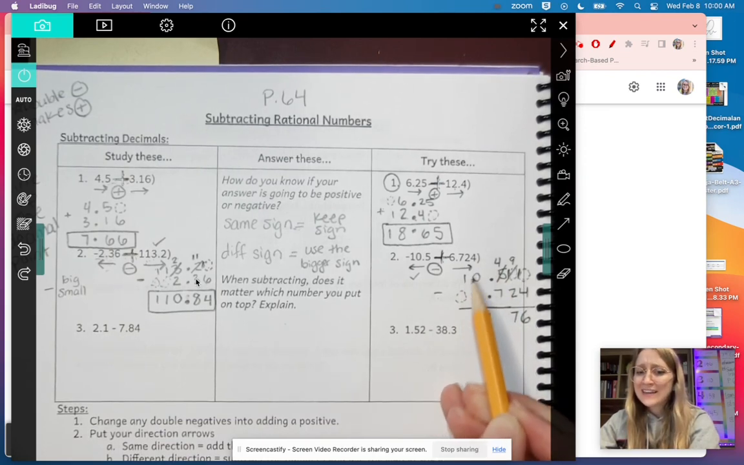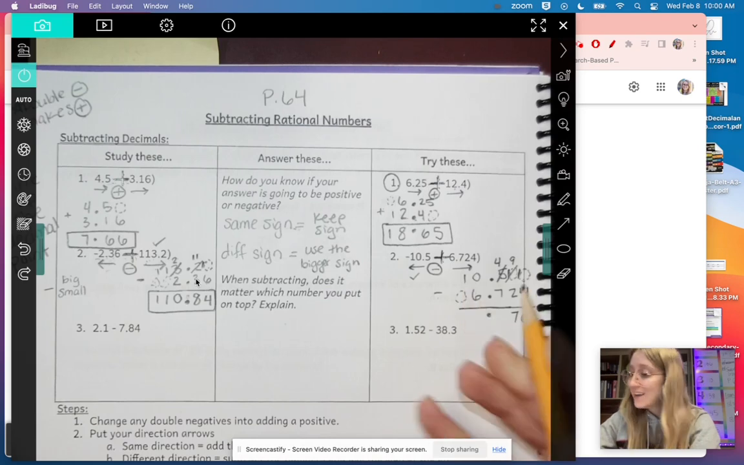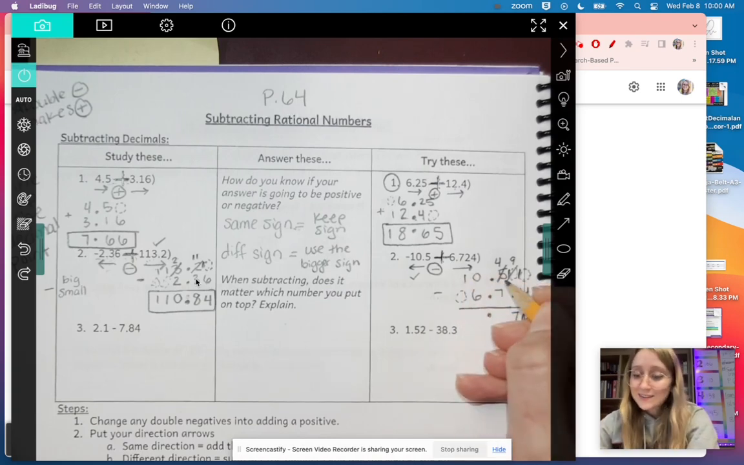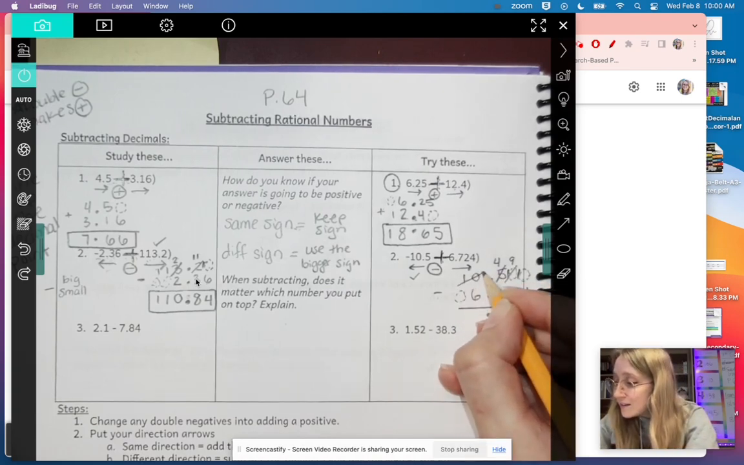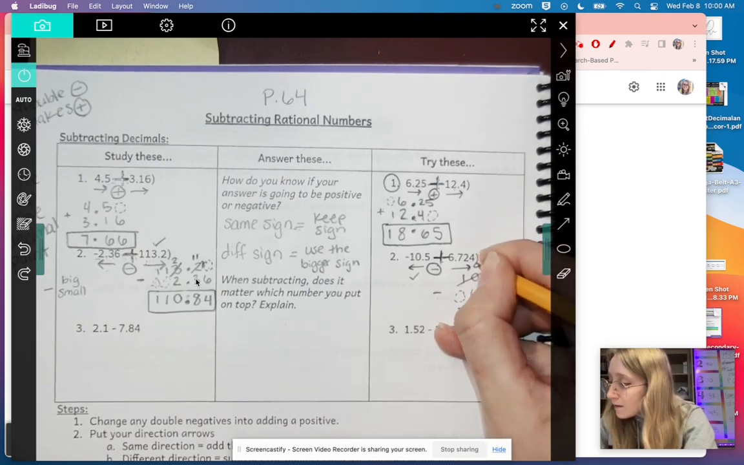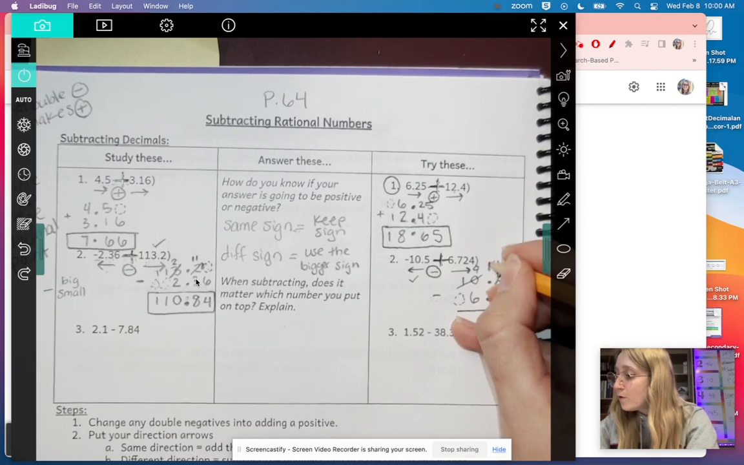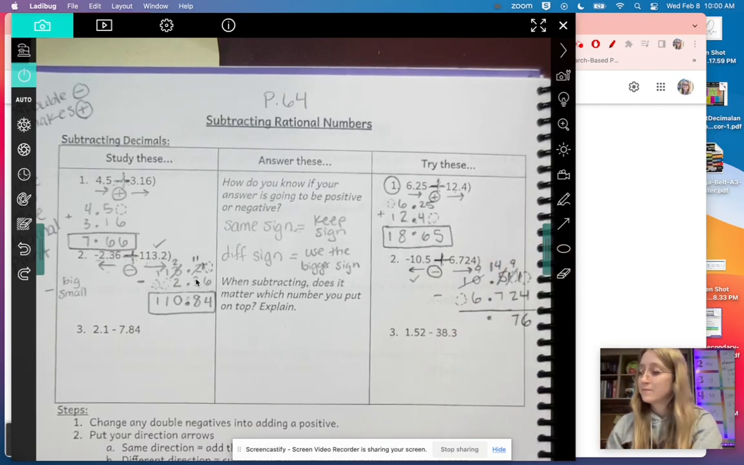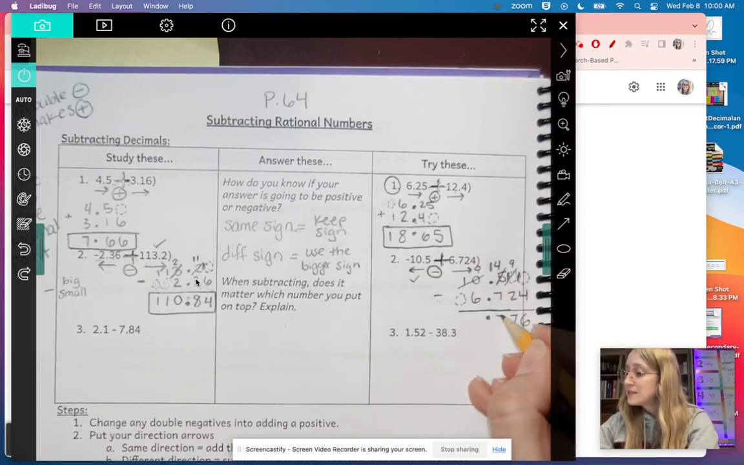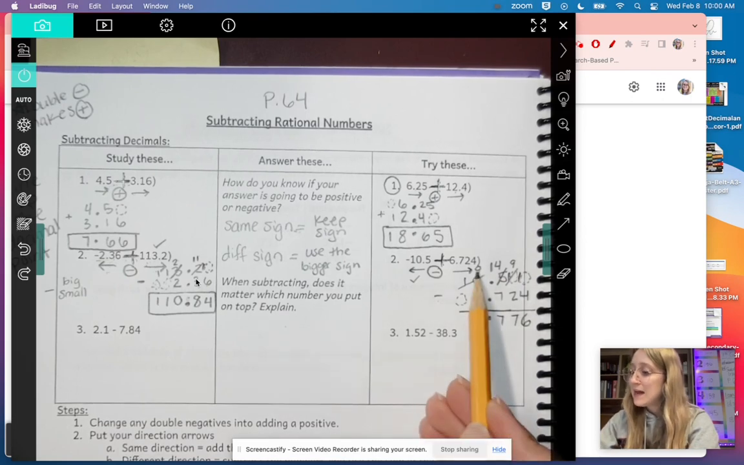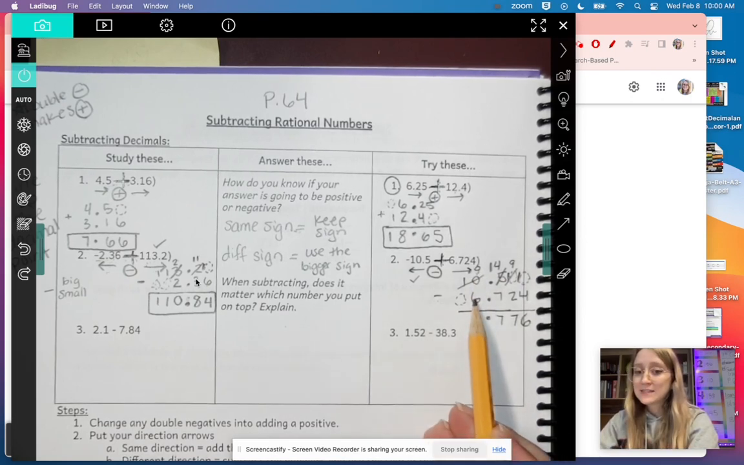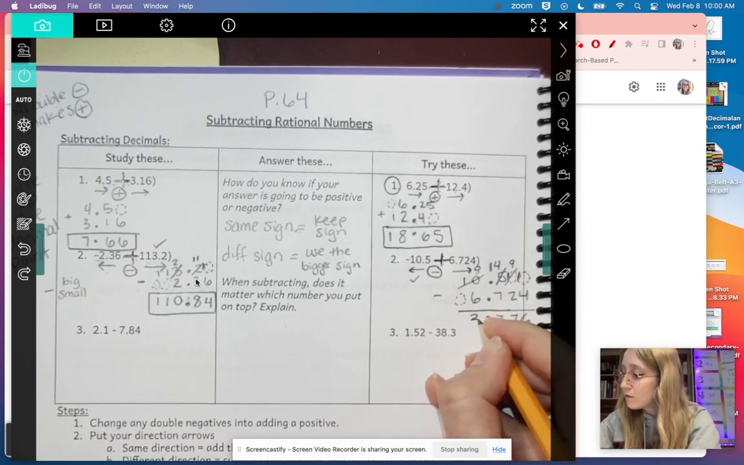Now, you might say, oh, I can't borrow from that 0, so I'm going to come over here. I would just look at this as 10, okay? Because you could regroup twice, you're going to get the same event. 10 is going to become 9, okay? And I'm going to regroup over to the place value I needed. 14 minus 7 is 7. 9 minus that 6 is 3.